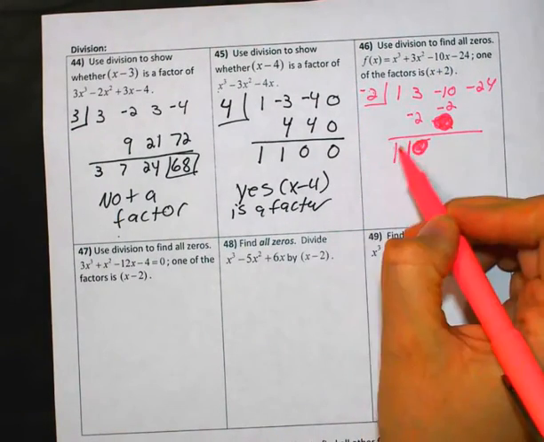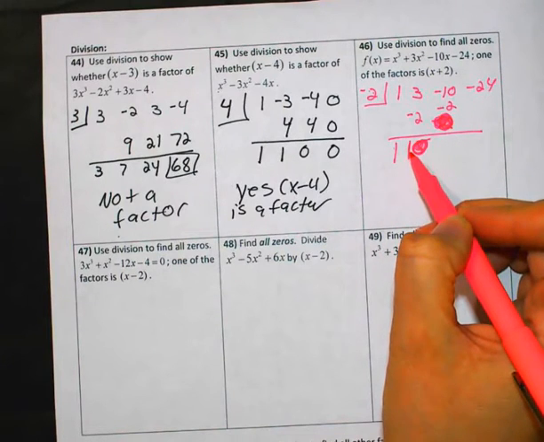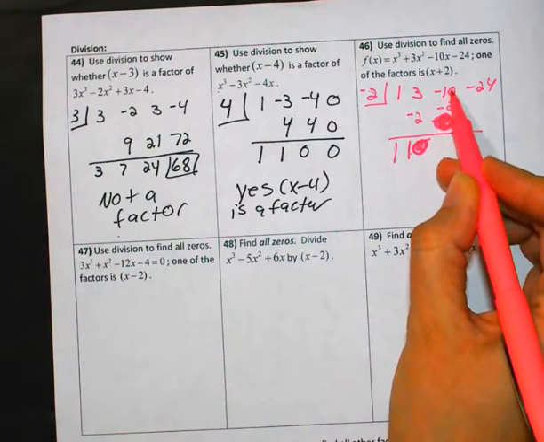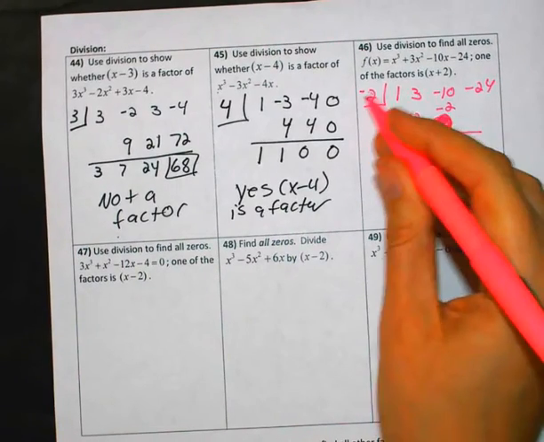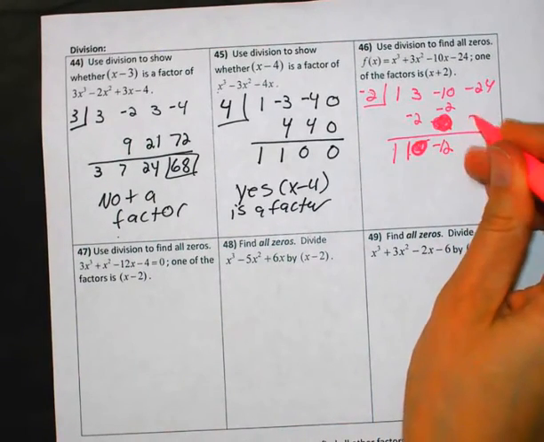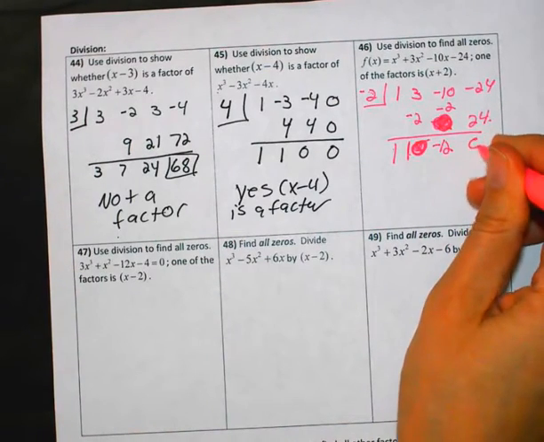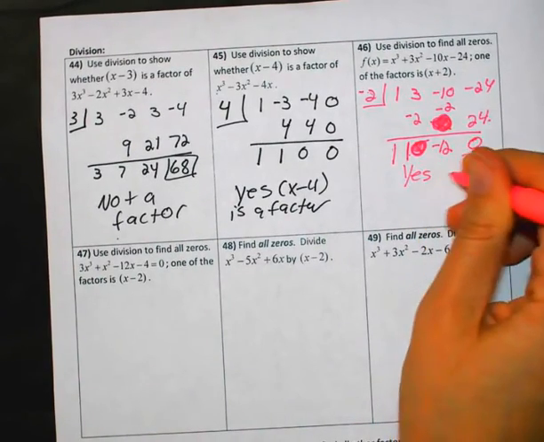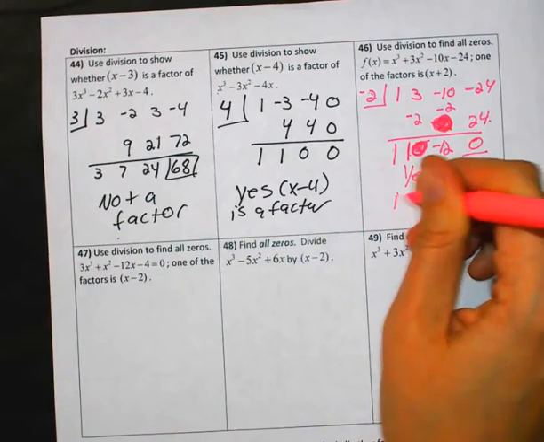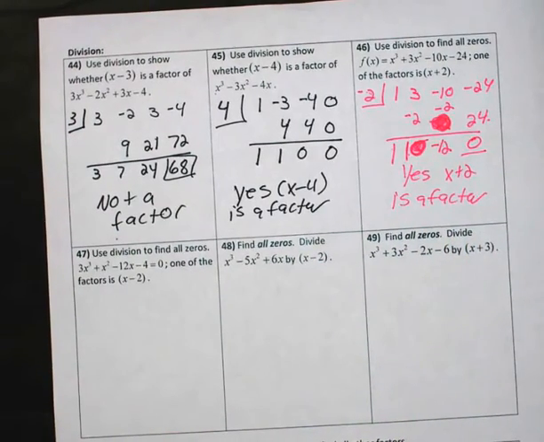So negative 2 times 1 is negative 2. 3 plus negative 2 is positive 1. Negative 2 times 1 is negative 2. Negative 10 plus negative 2 is negative 12. Negative 2 times negative 12 is positive 24. Negative 24 plus 24 is 0. So the remainder is 0, which means yes, x plus 2 is a factor. Let's go on to the next one.